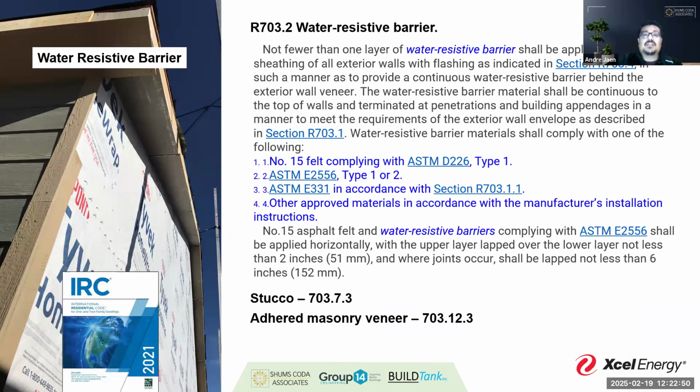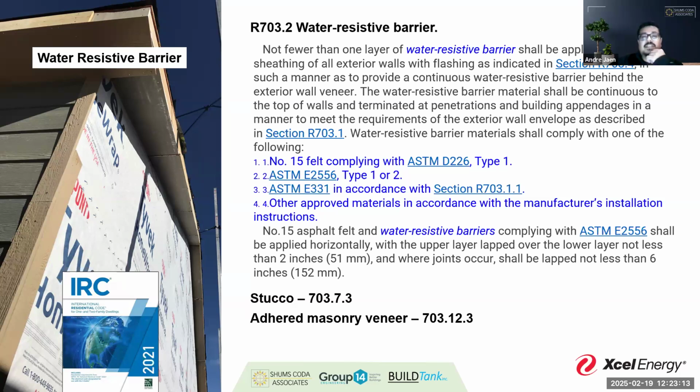703.2 really starts to give us the rest of what that water resistant barrier is. So not only do we have to have it, but here are the requirements for it. And here we see 15-pound felt as an option, other materials installed in accordance with manufacturer's installation instructions. And that one's an imperative, right? There's a number of exterior products out there that we're very much used to.